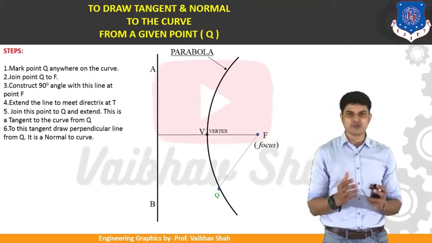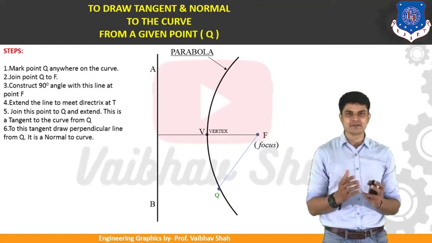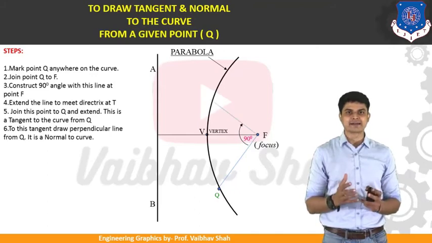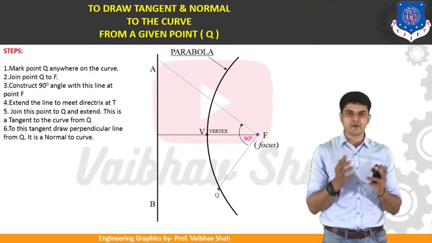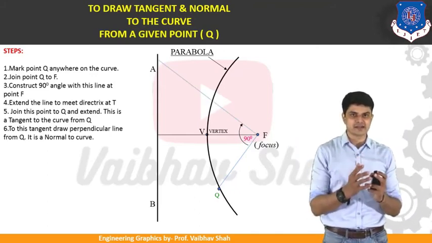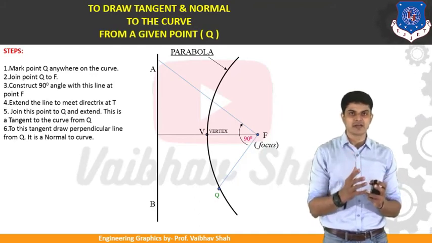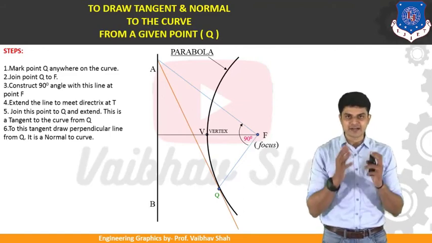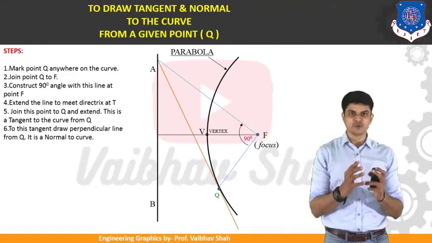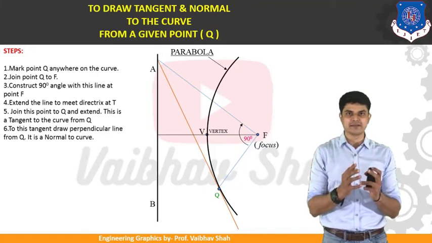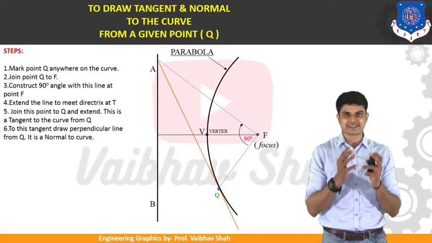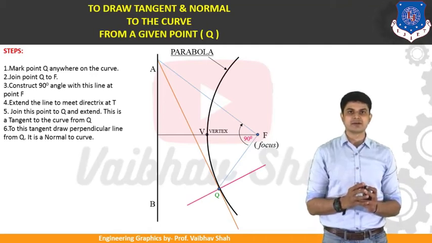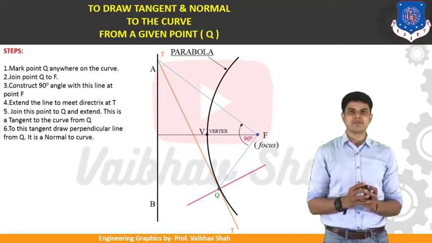After constructing this line, you should make 90 degree angle with this line QF, and it will be intersecting your directrix somewhere there. So after getting your intersection point on your directrix, you should connect this intersection point with your point Q. Then you should draw one perpendicular line passing from the point Q to this tangent line in order to get your normal ready.